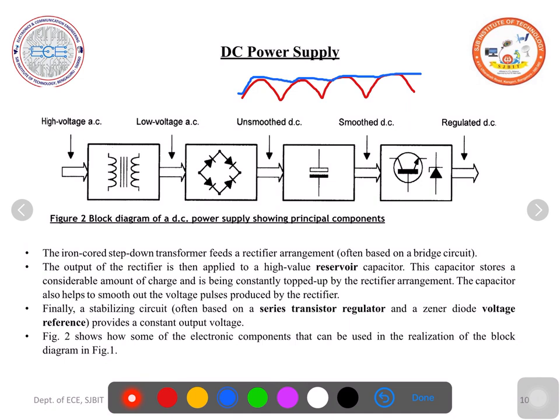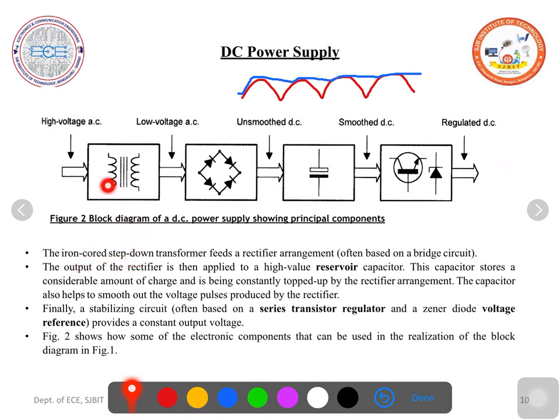Then this is applied to a regulator circuit, whether it is a transistor regulator or zener voltage regulator. You can use any one, no issue, or you can use a fixed IC voltage regulator, for example 7805, 7812. So you will get a regulated DC output.